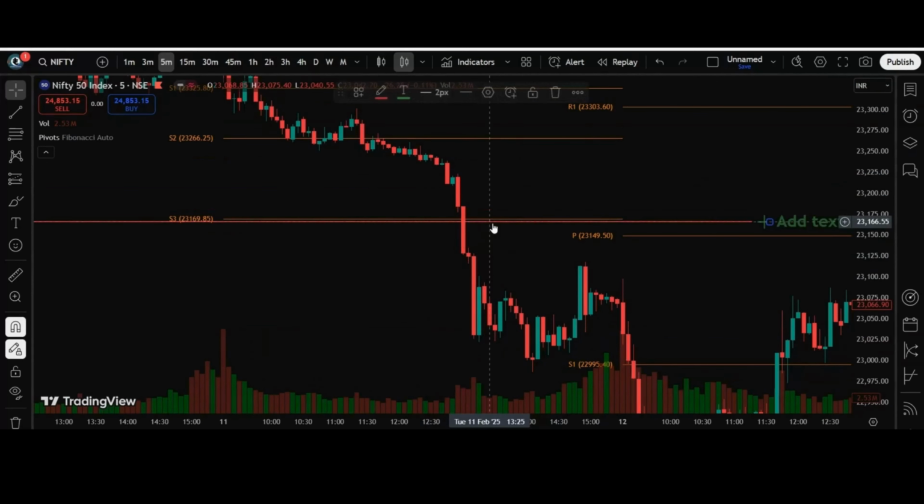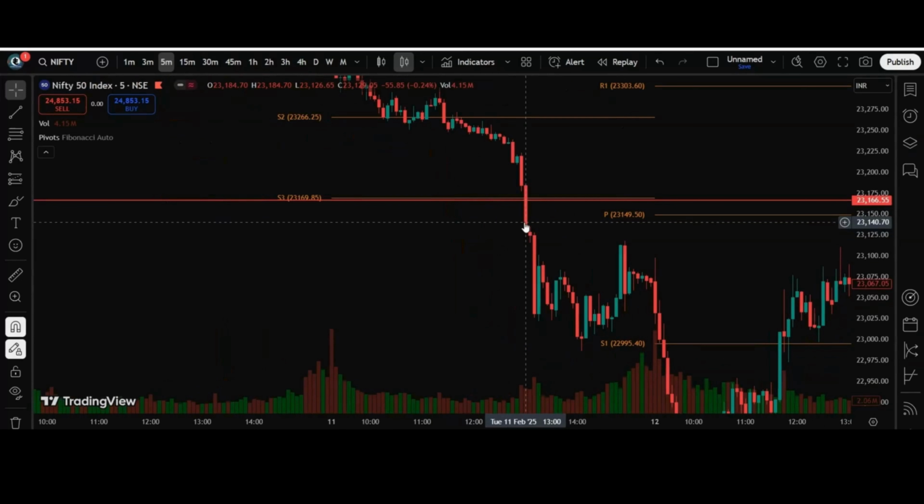And it's always preferable to have these trades intraday, because we are doing the trade on a 5 minute time frame. So it's always advisable to close the trade at 3:10 or 3:15 if it's an intraday trade.